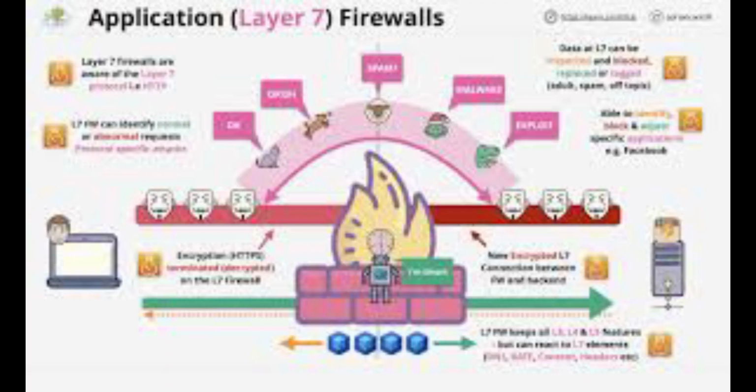Finally, application layer firewalls are like security experts who understand every detail of the conversation. They operate at the application layer, examining the content of packets, not just their headers. This allows them to make decisions based on specific applications or protocols, identifying and blocking malicious activity more effectively.